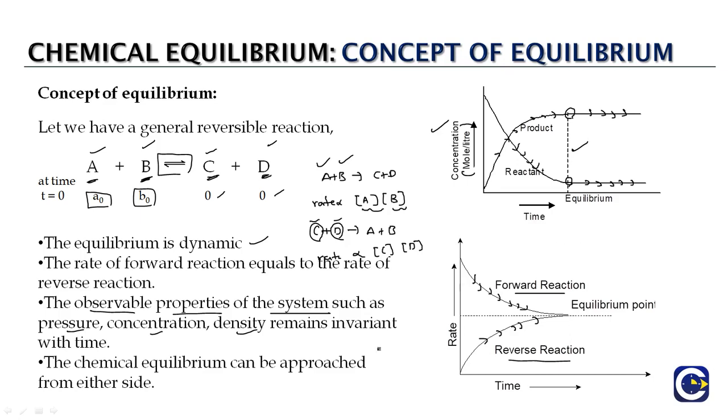The other important aspect about chemical equilibrium is that it can be approached from either side, which means if we begin with A and B as per this reaction, we will form some amount of C and some amount of D by the time we reach equilibrium. At the same time, if we start with C and D, again we will see that some amount of A and B gets formed and we will reach the equilibrium. So these are the important aspects related to the idea of equilibrium.